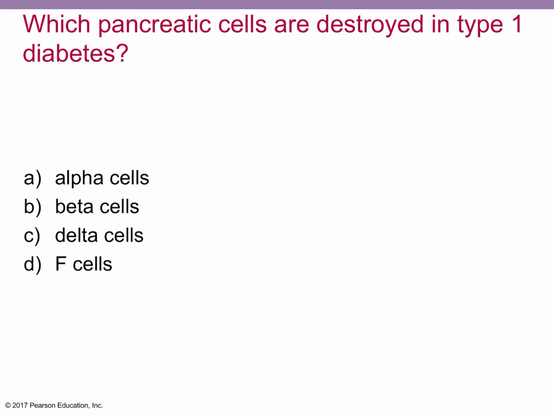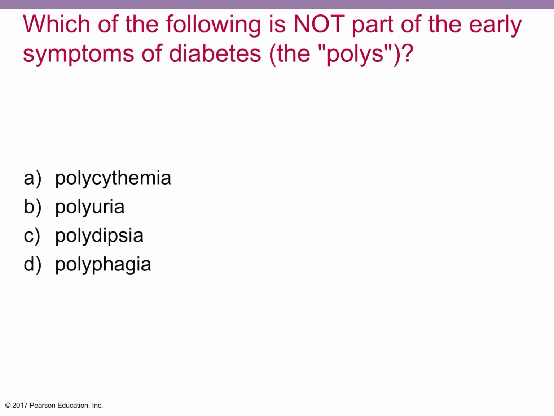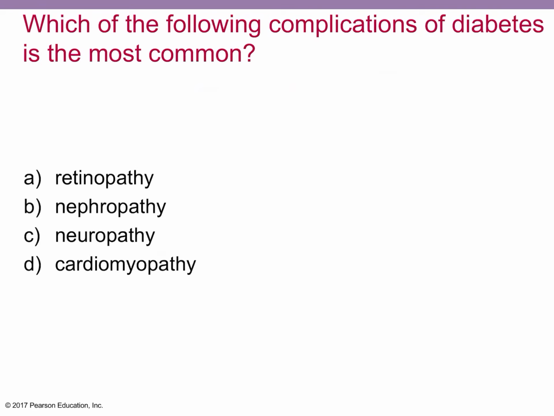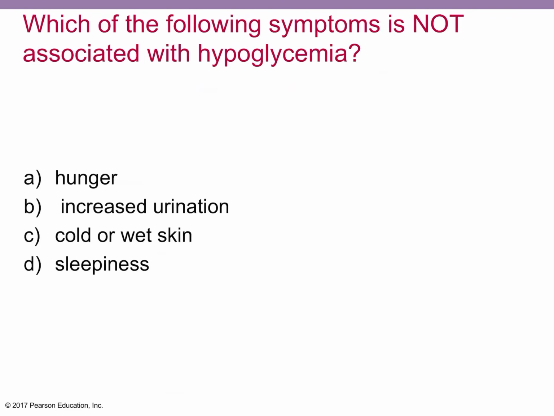Which pancreatic cells are destroyed in type 1 diabetes? This should be easy. It is letter B, beta cells. Which of the following is not part of the early symptoms of diabetes or the polys? And the answer is A. Which of the following complications of diabetes is the most common? And this one's going to be answer C, neuropathy.